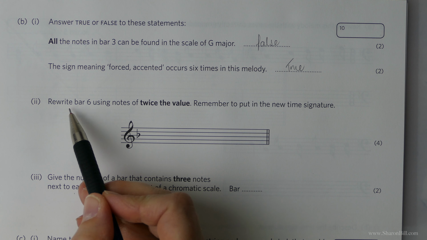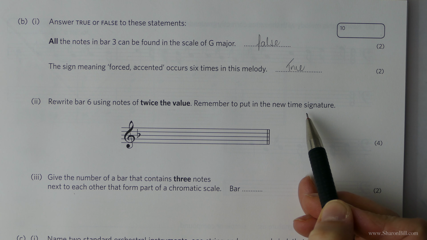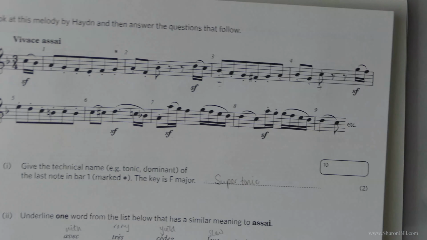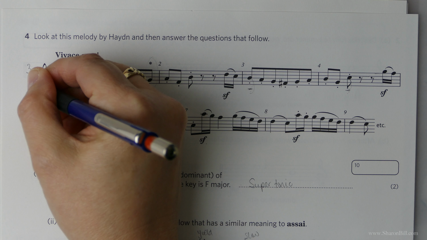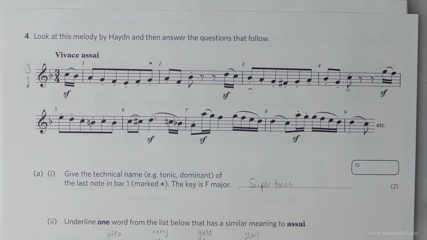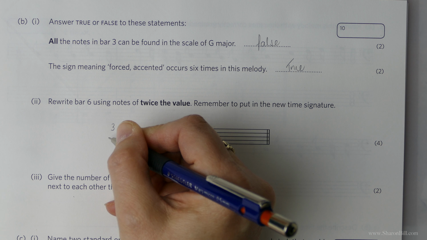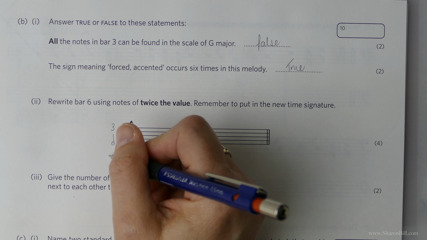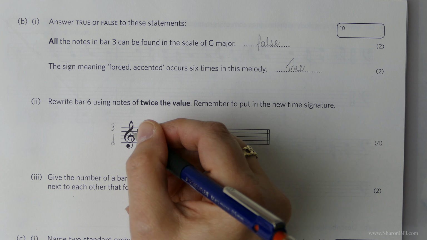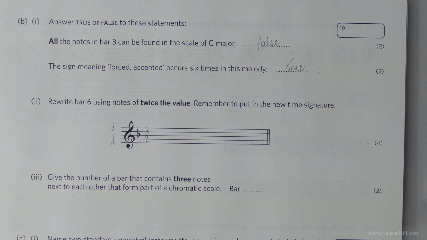Now we need to rewrite bar 6 using notes twice the value, so we've got to change the time signature to reflect that. Let's see what we've got to begin with. So here we've got 3 beats in a bar and we're counting in quarter notes or crotchet beats. And so in order to double that, we still stay in triple time, 3 beats per bar, but we double the unit value to half notes or minim beats, and that would then make the time signature 3/2. There we go.